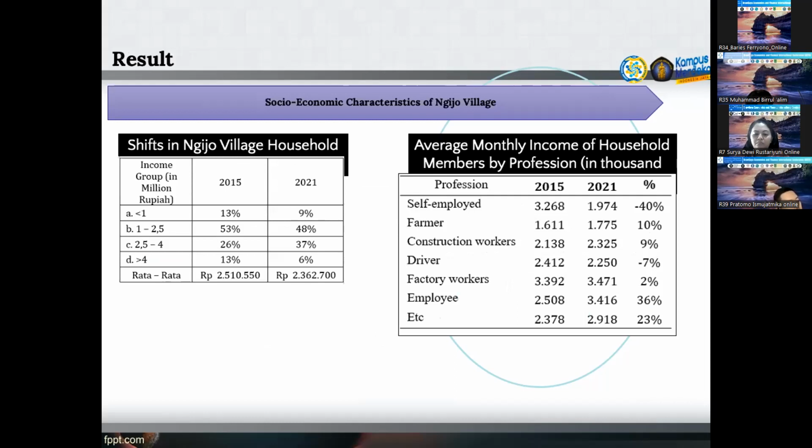Again, this is the socio-economic condition of Ngijo village. On the left side of this box, there are Ngijo village households, which we see that during the village fund period, surprisingly, the average income is going down. And we see that the most affected during this era are the self-employed or the entrepreneurs.